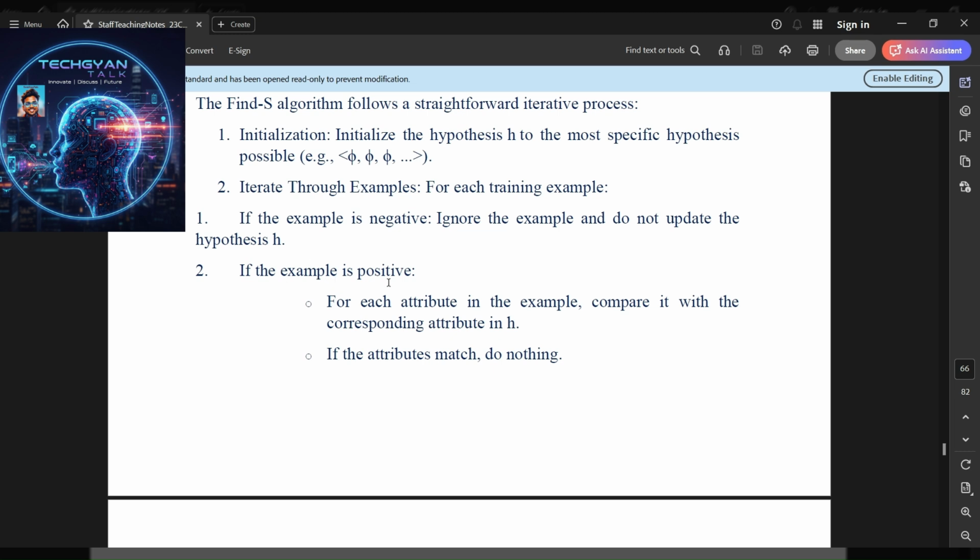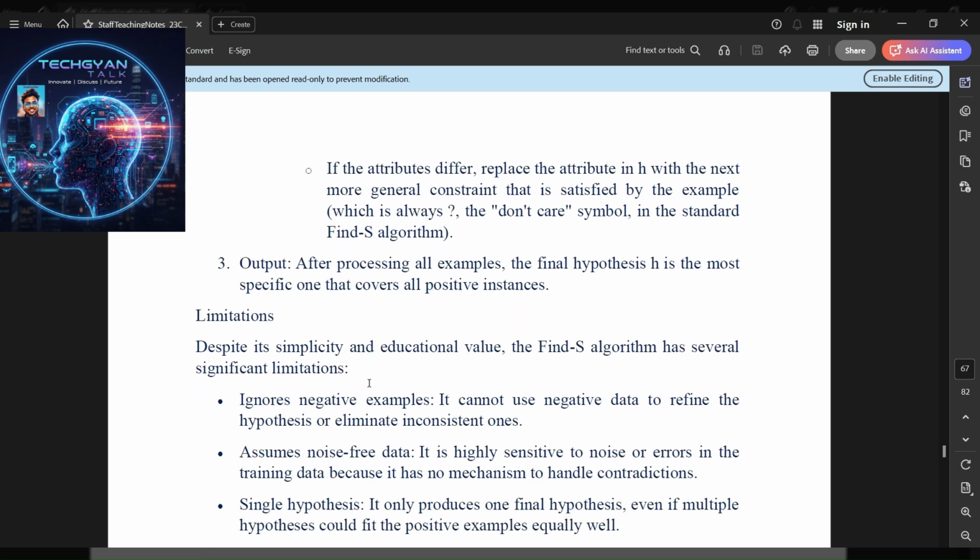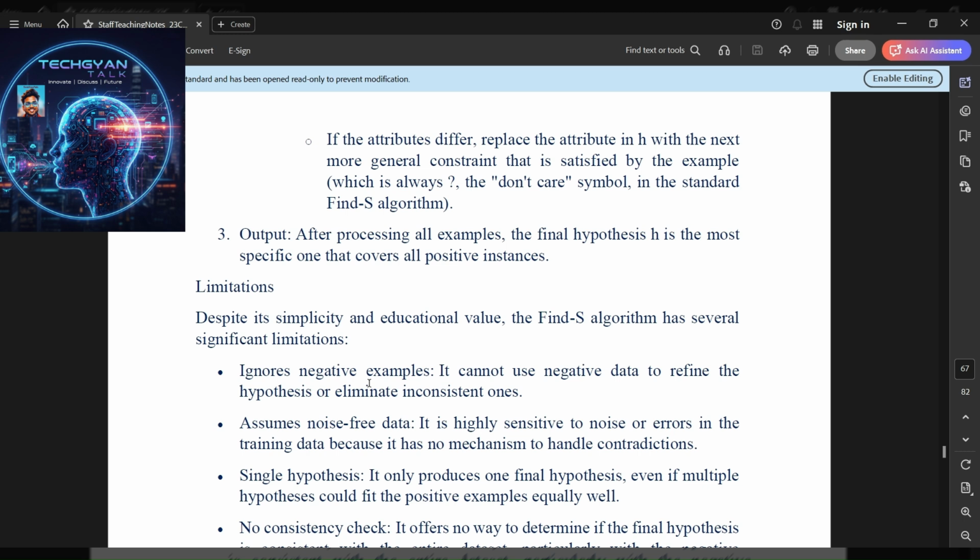If the example is positive, for each attribute in the example, compare it with the corresponding attribute in H. If the attributes match, do nothing. If the attributes differ, replace the attribute in H with the next more general constraint that is satisfied by the example, which is always the question mark, the don't care symbol, in this specific scenario in the standard Find-S algorithm. Output: after processing all the examples, the final hypothesis H is the most specific one that covers all positive instances.